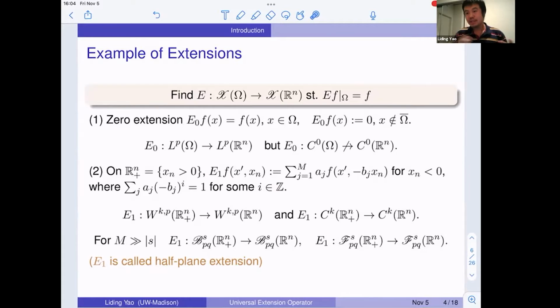By choosing m sufficiently large, and by choosing enough a_j and b_j, we can see that this E1 is bounded in some Sobolev spaces and C^k spaces, for k not too large. We can also show, which I believe was mostly done by Triebel, that this E1 is bounded in Besov spaces and Triebel-Lizorkin spaces for a large range of p, q, s.